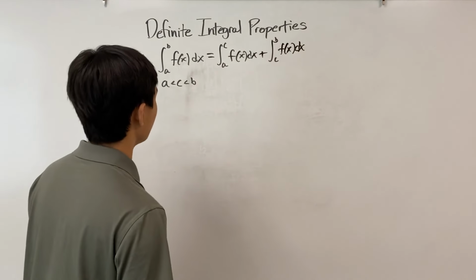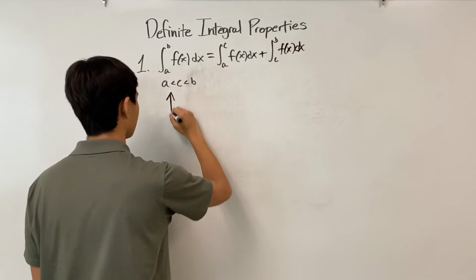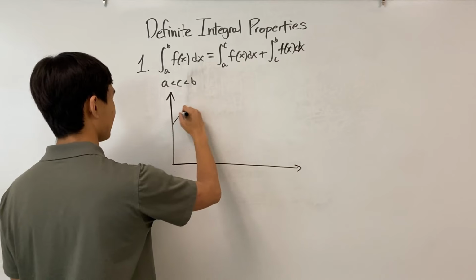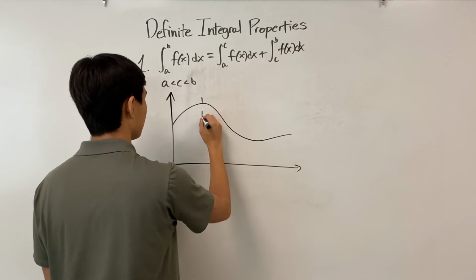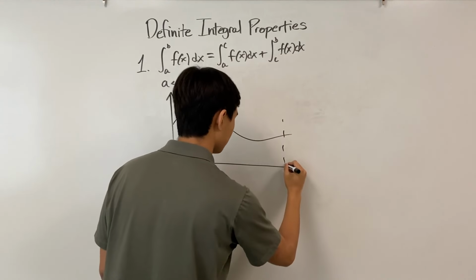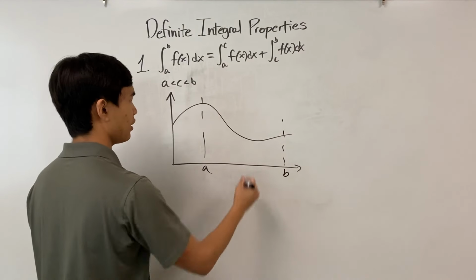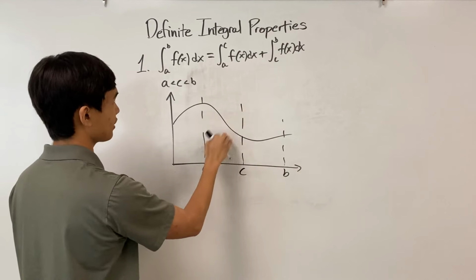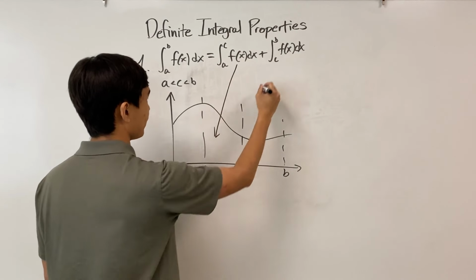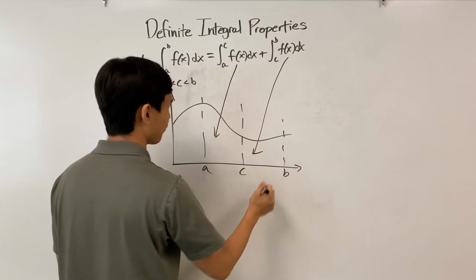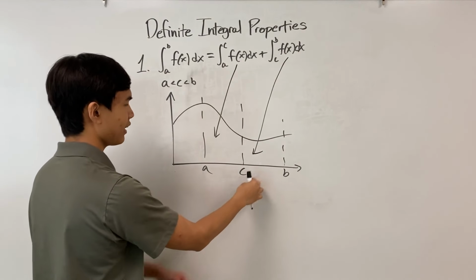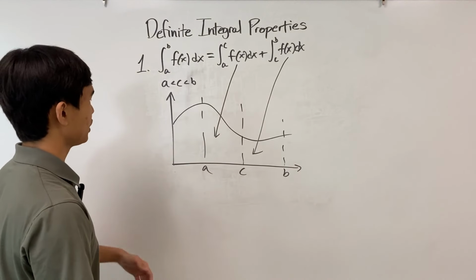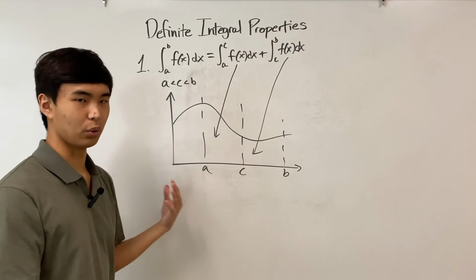And the reason this works is, if you look at a graph, you're not actually missing anything by doing this. So if you have a here and b here, if you split at c, and so this is this area, this is this area, if you split at c and add them together, you're not losing anything as opposed to just doing the whole thing all in one part.